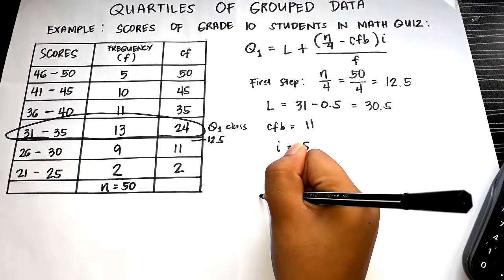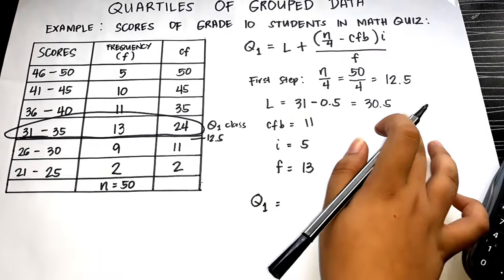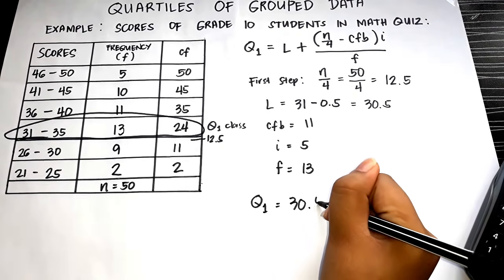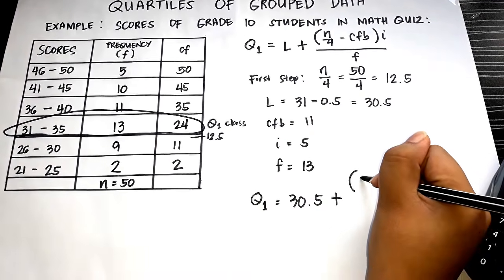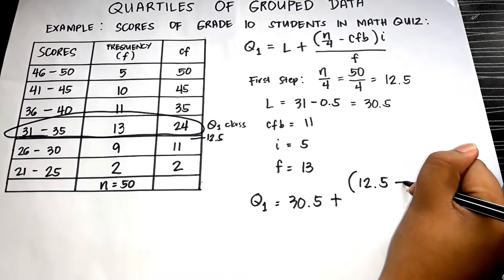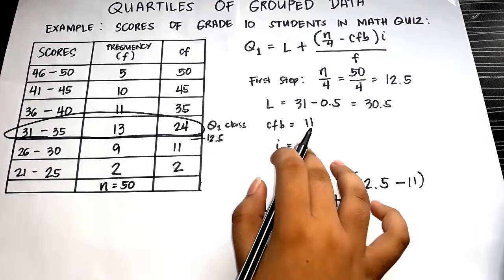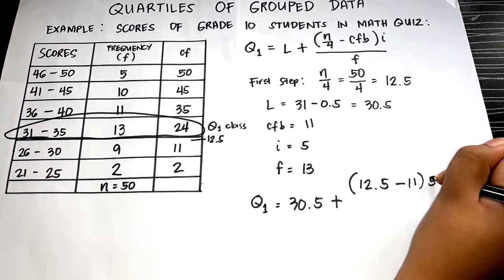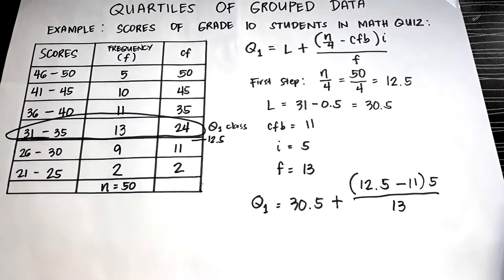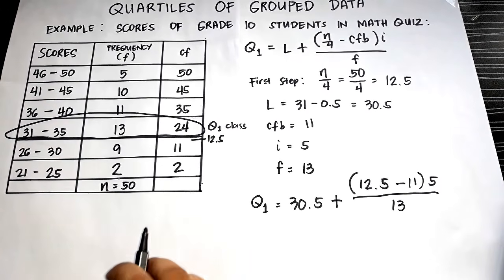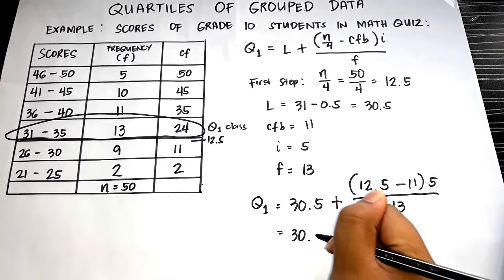So, we're now going to get quartile 1. Quartile 1 is equal to L, which is 30.5, plus N over 4, which is 12.5, minus CFB, which is 11, times I, which is 5, all over frequency, which is 13. So we plug in all the values to our formula for quartile 1, that is equal to 30.5.